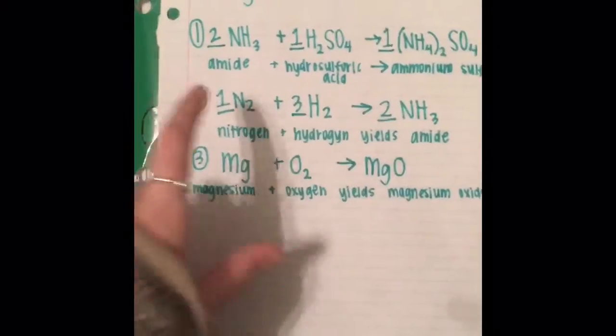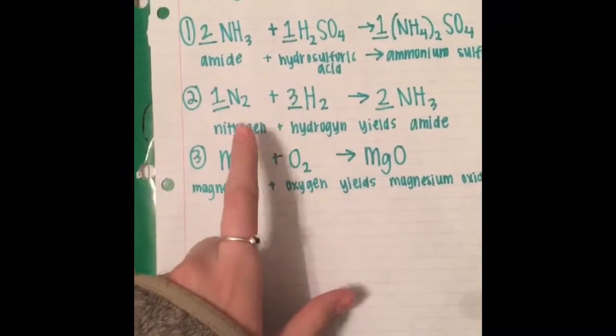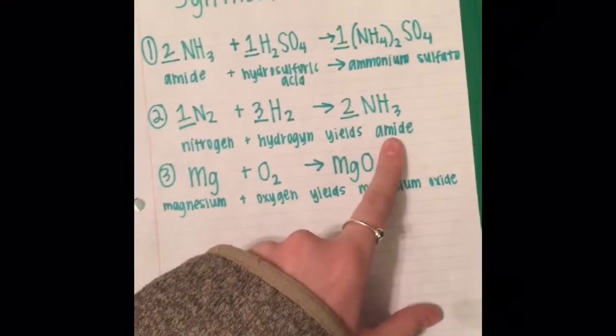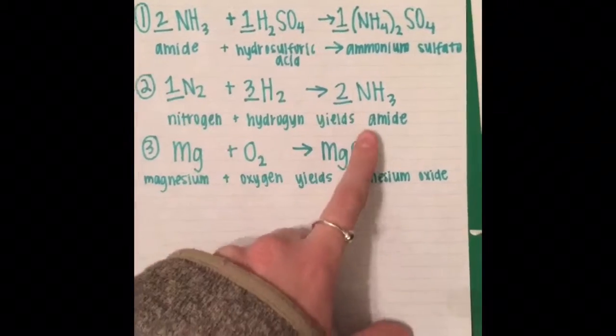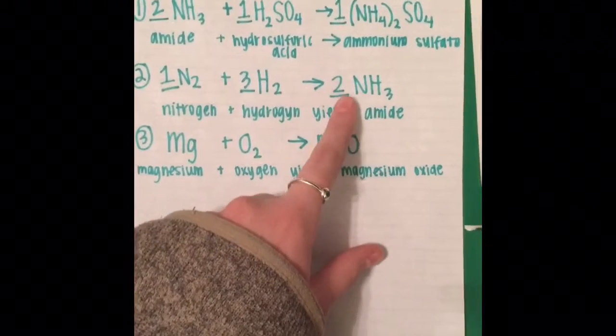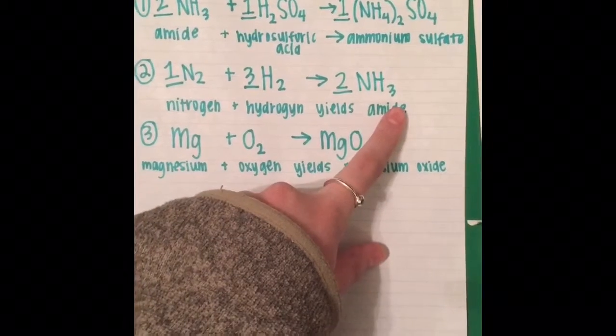Now we're going to work with our second equation, and so this one is nitrogen plus hydrogen yields amide. So looking at our first nitrogen, we have 2 right here, but if you go to the product side, you only have 1. So to fix that, you need to multiply a 2 in front of the NH3.